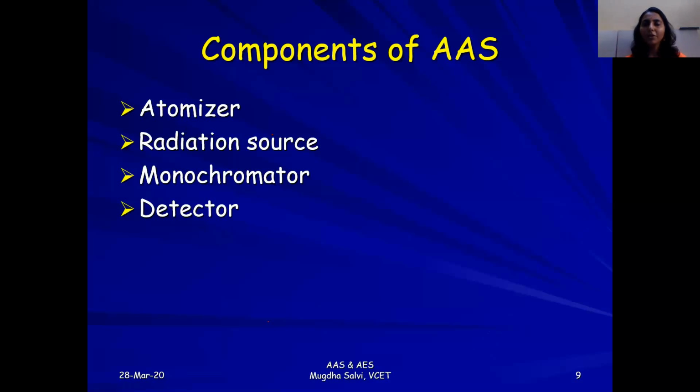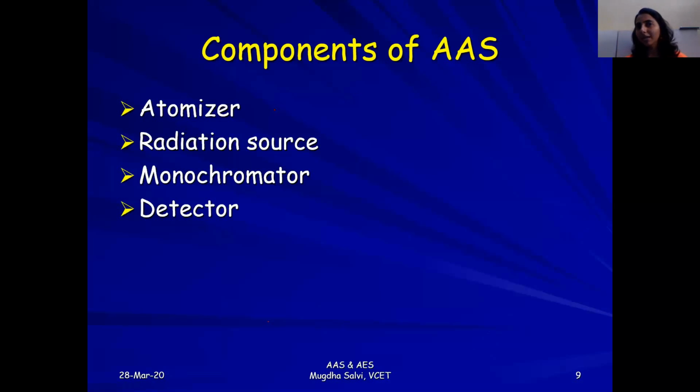So what are the various components of atomic absorption spectrometry? You have an atomizer, radiation source, monochromator, and detector. I hope no doubts till now. If there are, please put that in the chat box so that we can address them.